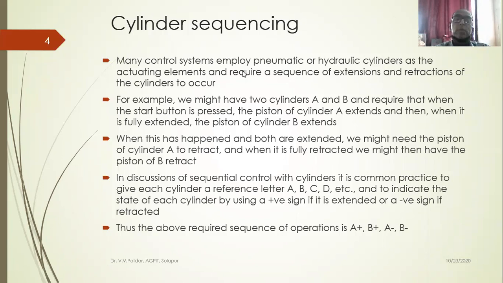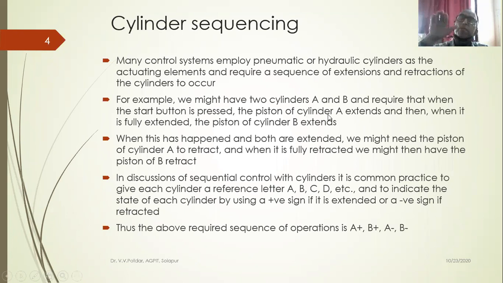Many control systems employ pneumatic or hydraulic cylinders as the actuating elements and require a sequence of extensions and retractions of cylinders to occur. For example, you might have two cylinders A and B and require that when the start button is pressed, the piston of cylinder A extends.